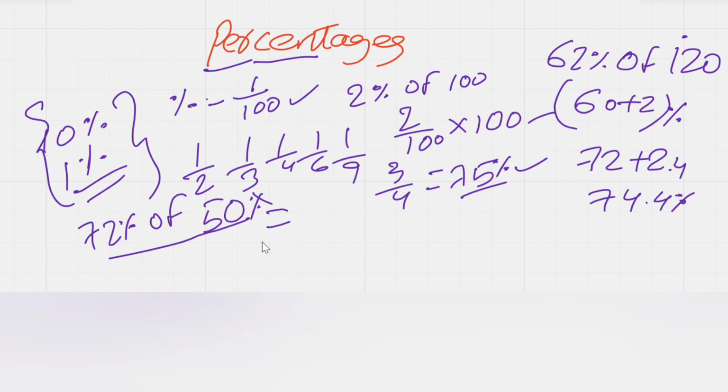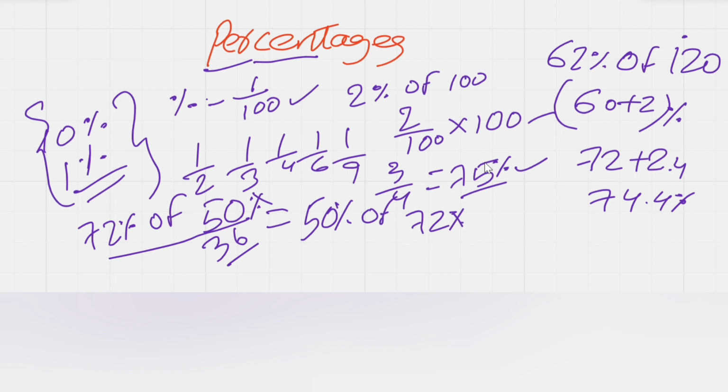We can also do it this way: 72% of 50 is the same as 50% of 72. We have a rule in percentages: x percent of y is the same as y percent of x. So in that way, 50% of 72 is 36. So 72% of 50 is 36. This is the simplest solution. Don't get confused, just try to apply this method and divide and conquer.